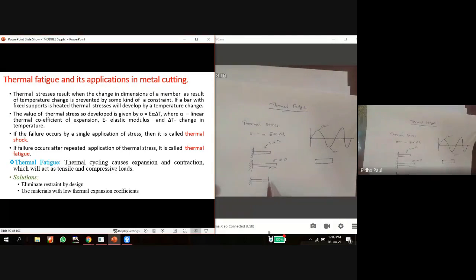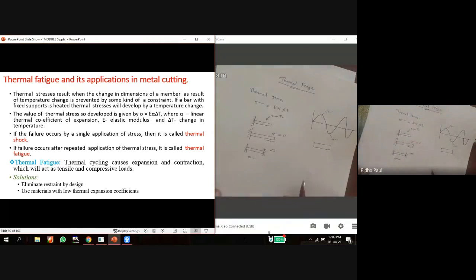When both ends of this component are fixed, then there is no provision for the expansion or contraction of this body when I change the temperature by an amount delta T. So in this case, there will be a thermal stress. That is the thermal stress variation.